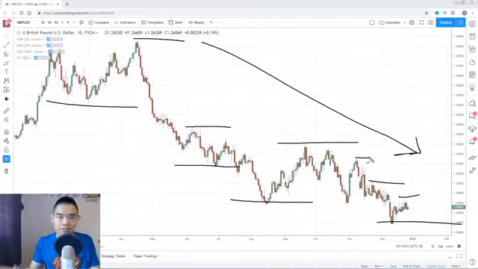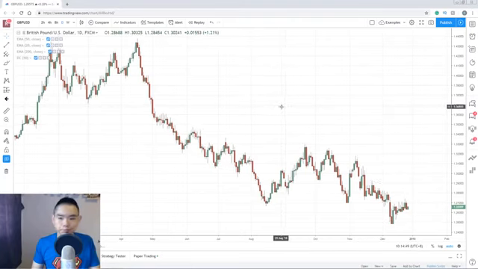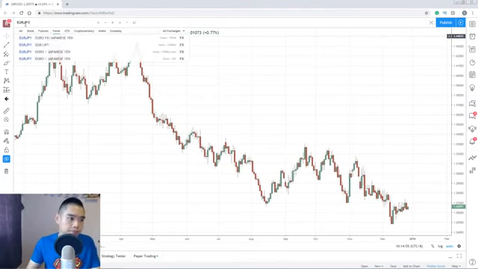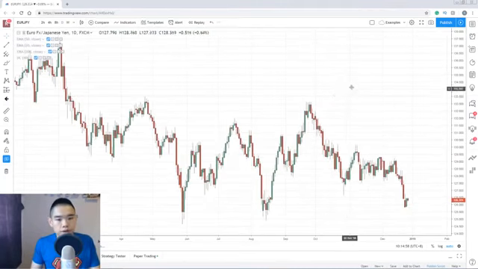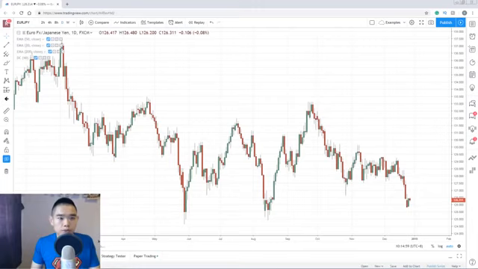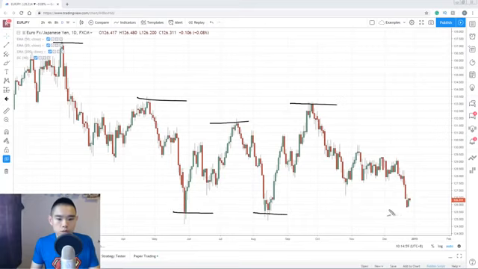Let's have a look at a few more examples to nail home this point. Let's have a look at one more. Let's say Euro Yen. Okay, so Euro Yen again. What I'm seeing over here is swing high, swing high, swing high, and swing low, swing low, swing low.